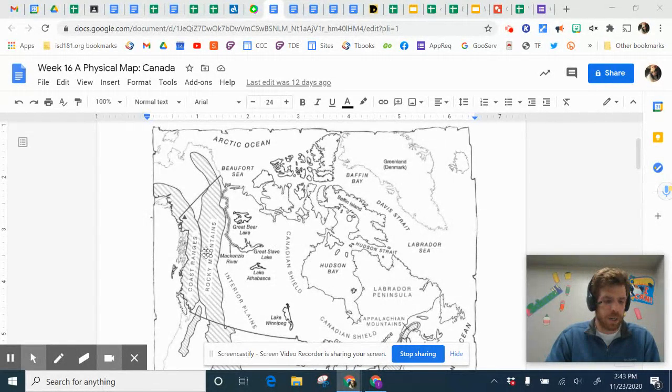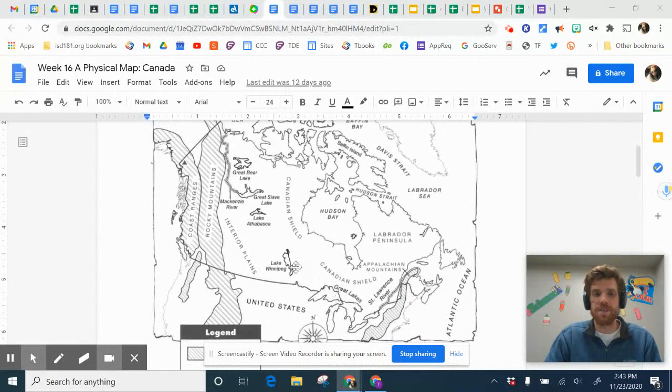Remember that if I was using relative location, Canada is just north of the United States. So that is our lesson for today. Canada, it is a physical map, so looking at those physical features and how they interact with each other in the country of Canada.